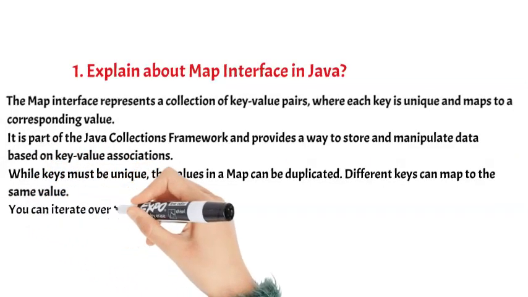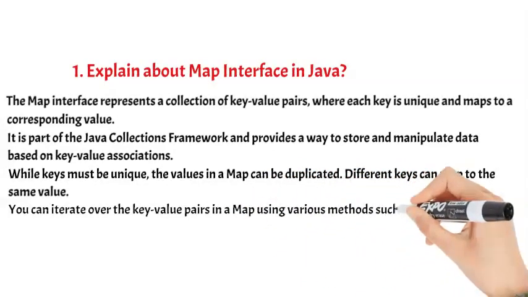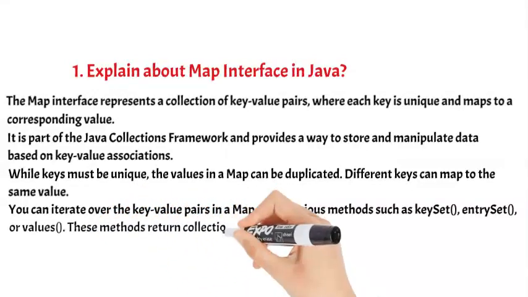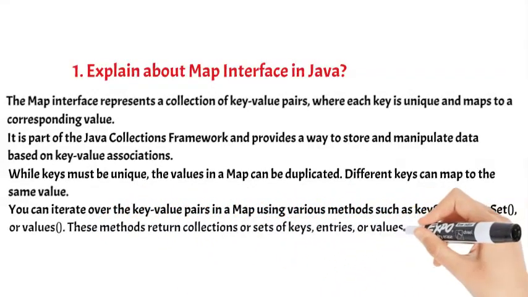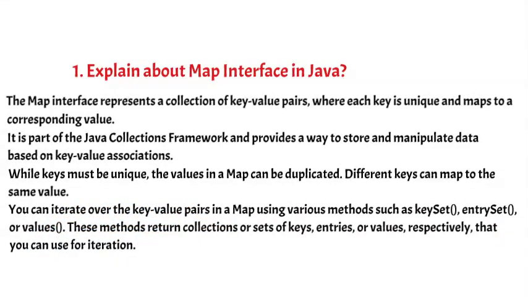You can iterate over the key-value pairs in a map using various methods such as keySet, entrySet, or values. These methods return collections or sets of keys, entries, or values, respectively, that you can use for iteration.